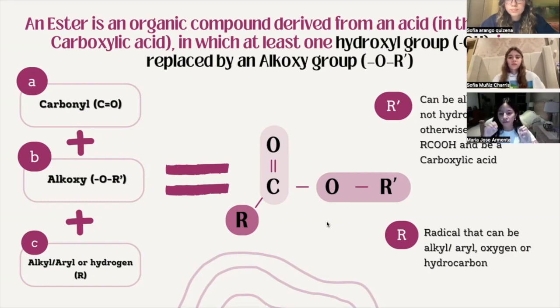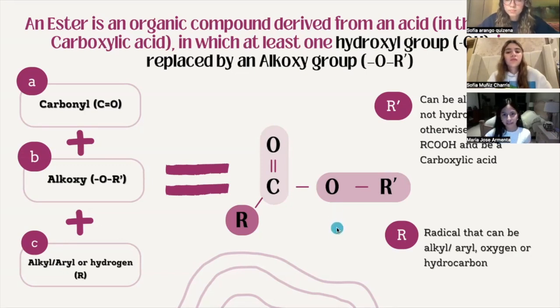The simple radical can be an alkyl, an aryl, or a hydrogen, as I said. However, the radical that is part of the alkoxy group can be an alkyl or an aryl, but it cannot be a hydrogen, because otherwise it would form the general formula of RCOOH, which, as you may know, is a carboxylic acid. And an ester is not a carboxylic acid, it's a variation of it. So it can be an alkyl or an aryl, but never a hydrogen.